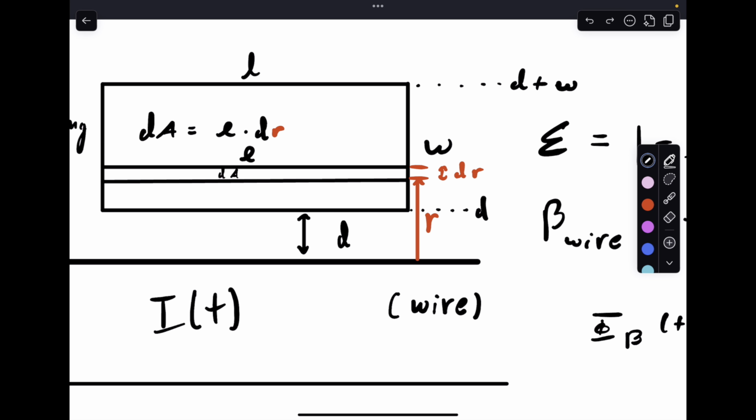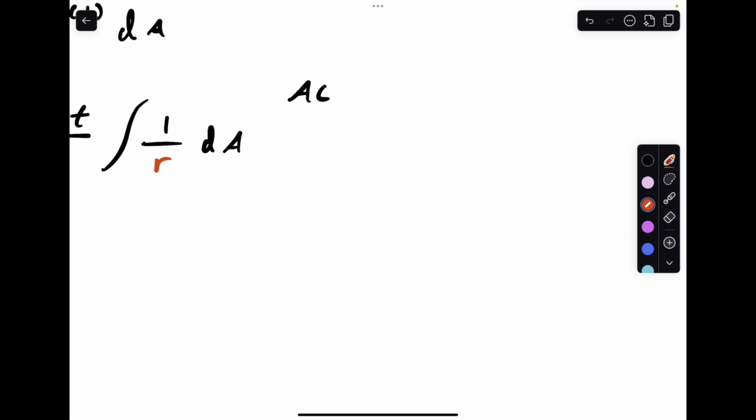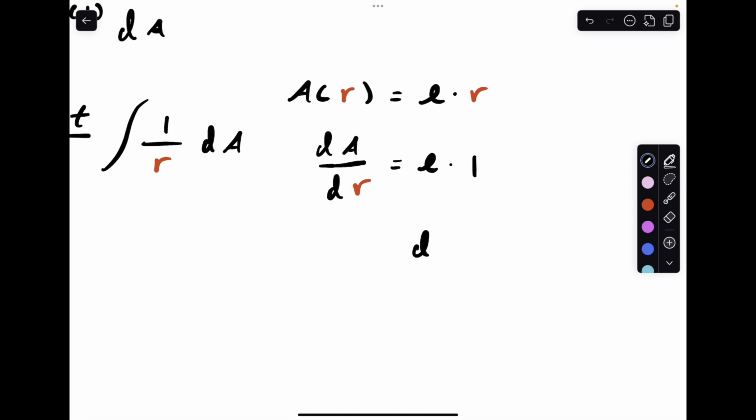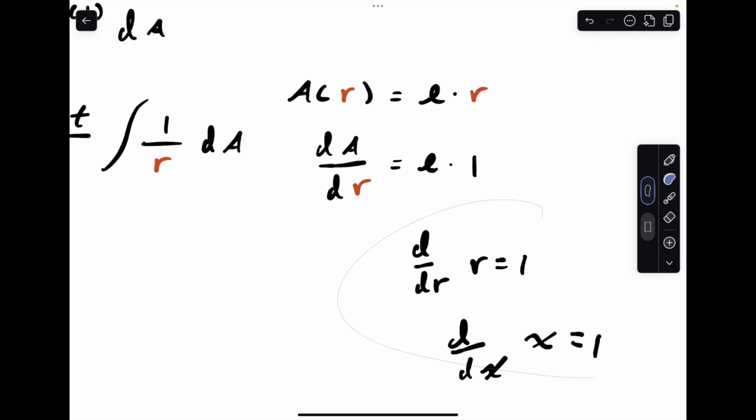And I'm going to show that over here. If I describe area as a function of that little radius, or a function of that radius r, I say it's L times r, right? Times red r. If I were to take the derivative of that arbitrary function, dA dr, I get dA dr is equal to L times 1, right? Because if I take d dr of r, that gets me 1. If I take d dx of x, that gets me 1. That's just the rules of calculus. We don't need to worry about that.